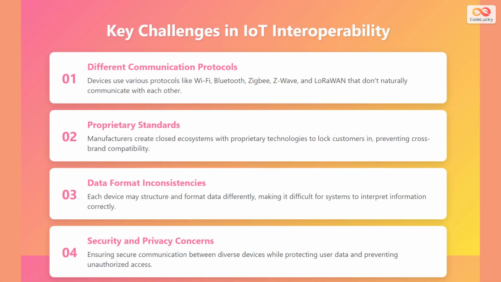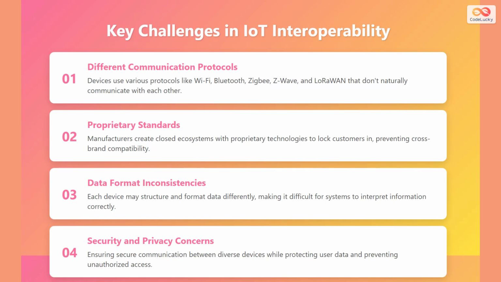Now let's talk about the obstacles standing in the way of perfect interoperability. These challenges are significant, but understanding them is the first step towards solving them. Challenge number 1: different communication protocols. Internet of Things devices use a bewildering array of protocols to communicate.